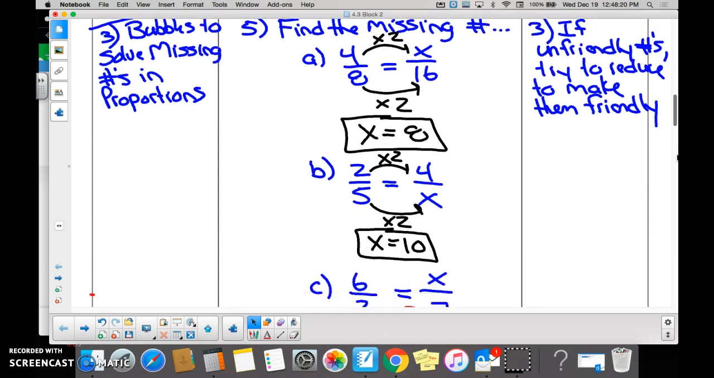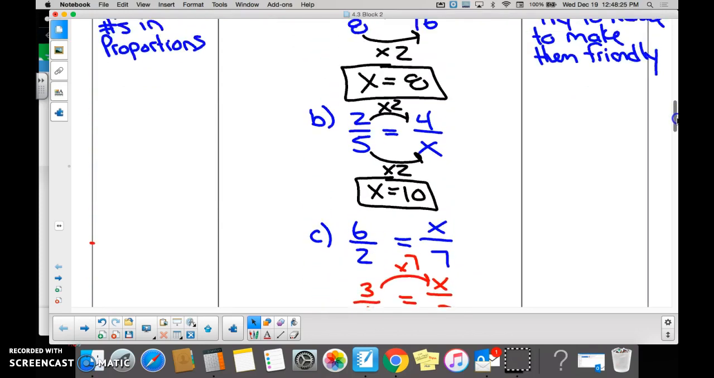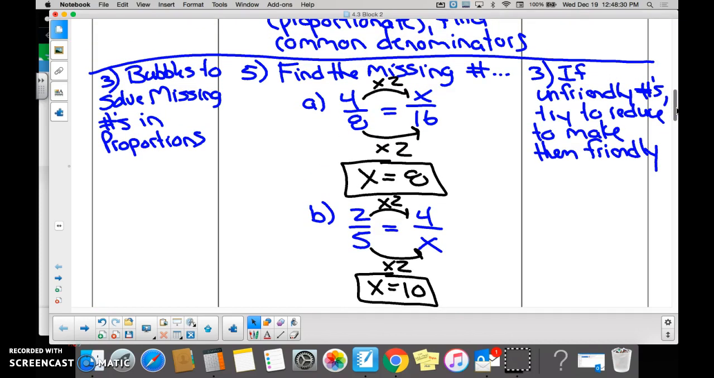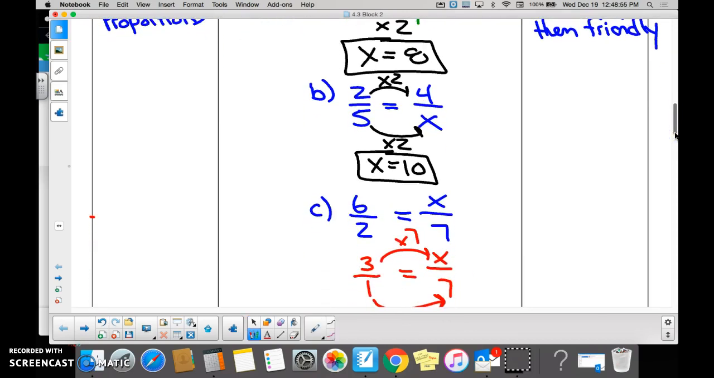Number 3. Bubbles to find missing numbers in proportions. Sorry, guys. So here we go. Step 1. Draw your arrow, right? Where are we trying to go from? We know 8 and we know 16, right? We're trying to go from 8 to 16, yes or no? Yes. How? So what do I do to the top then? Done, right? B. Where am I trying to go from and to?